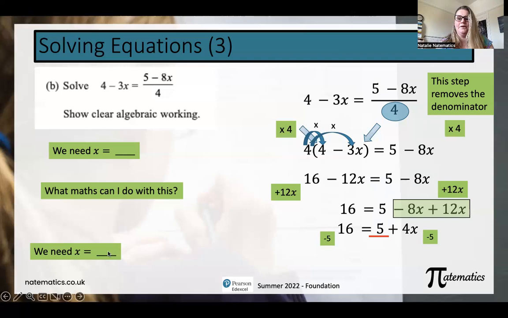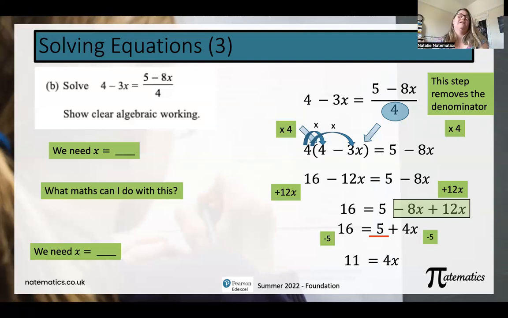So look at the left-hand side. 16, take away 5 is 11. Look at this side now. We've got a 5, take away 5 is 0. And then we've got a plus 4x, and that's still there. So we just need to show that there.